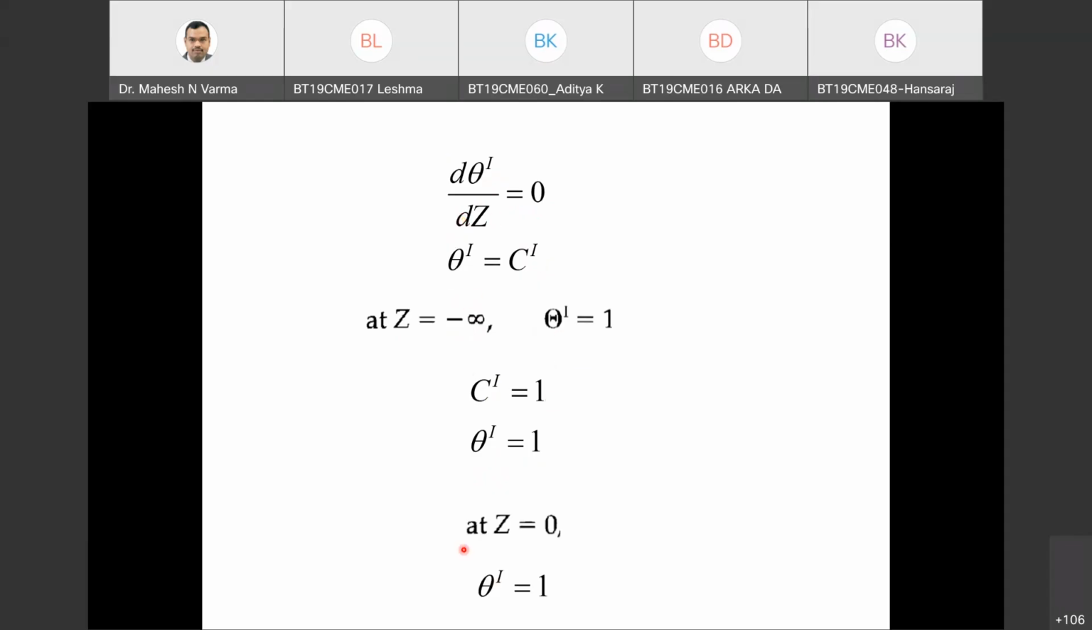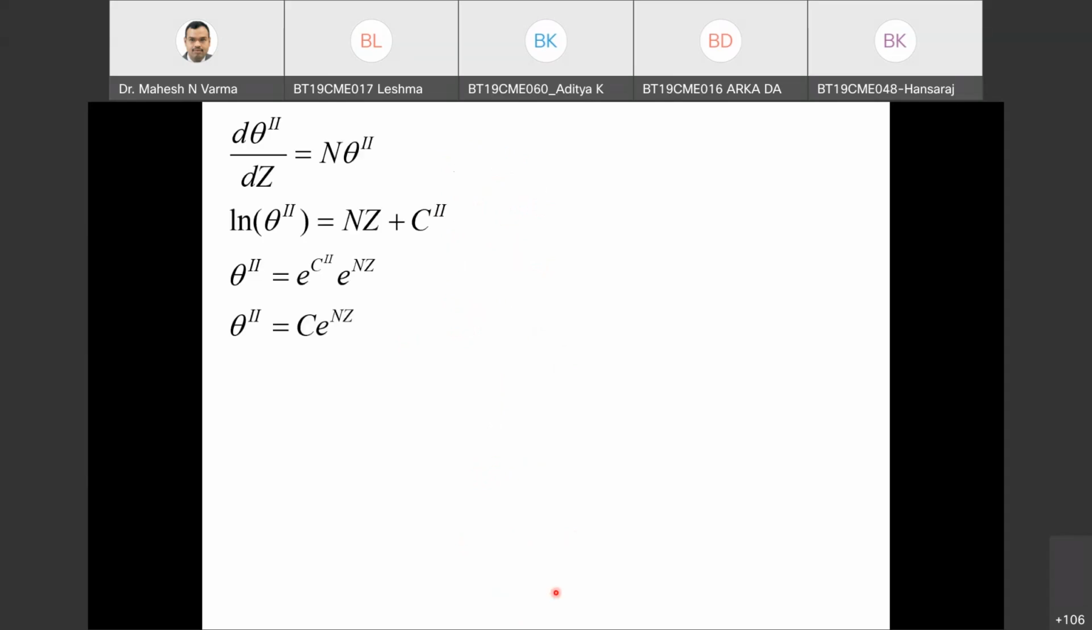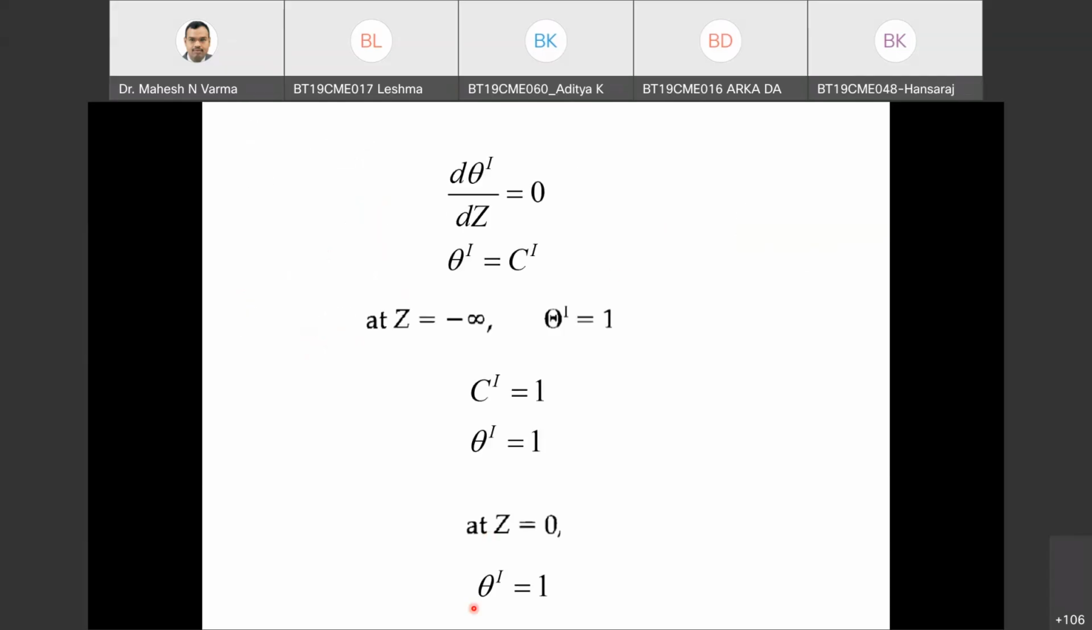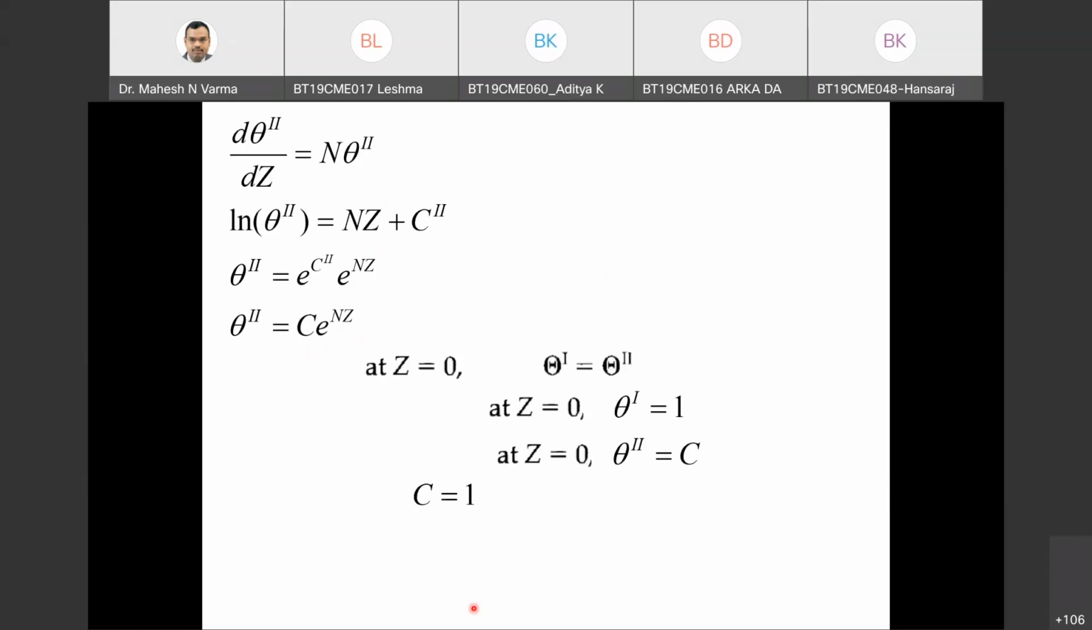Now at z equals 0, theta 1 equals 1. That will give me, okay, this is the second differential equation. Integrating this second differential equation, theta 2 will be equal to c e raised to nz. For this I can use the condition that at z equals 0, theta 1 equals theta 2. Here you can see theta 1 equals 1, hence theta 2 equals 1.